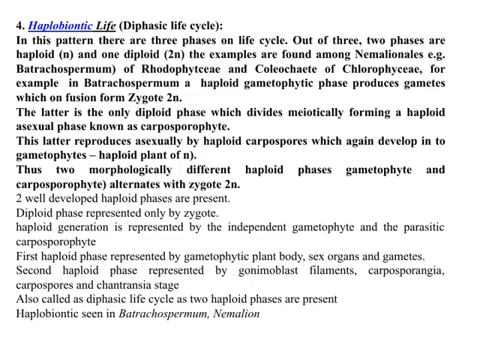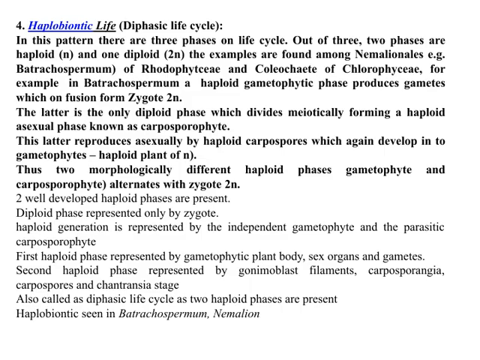So, essentially, we see an alternation between two morphologically different haploid phases, the gametophyte and the carposporophyte, with the zygote acting as the diploid stage bridging them. It's important to note that in this cycle, there are two well-developed haploid phases, the gametophyte and the carposporophyte, and only a single diploid phase, which is represented by the zygote. The haploid generation includes the independent gametophyte, its sex organs, and the gametes, while the second haploid phase involves structures like gonimoblast filaments, carposporangia, carpospores, and the chantransia stage.